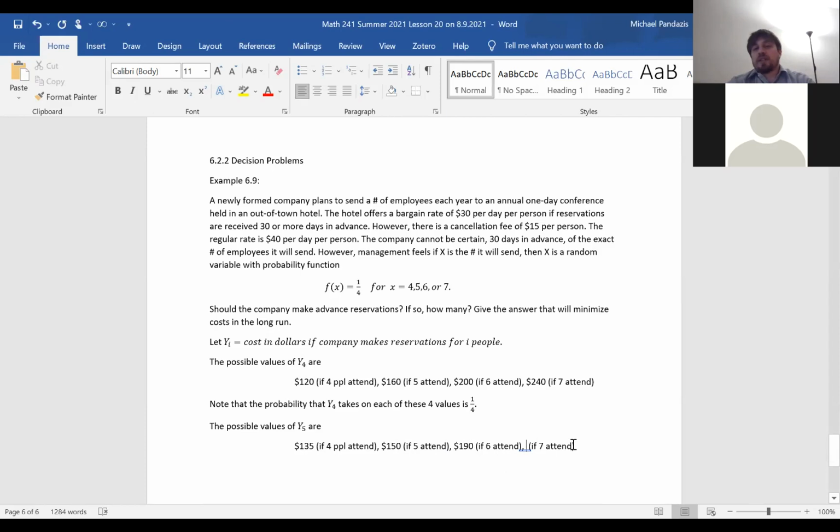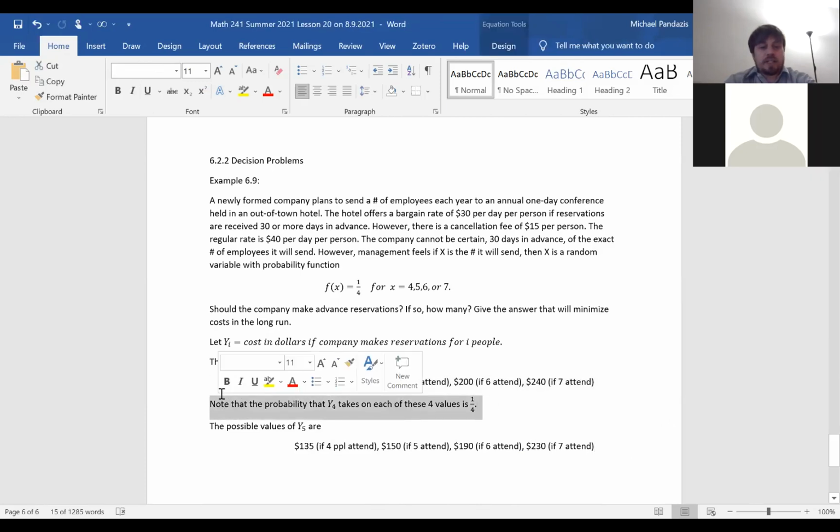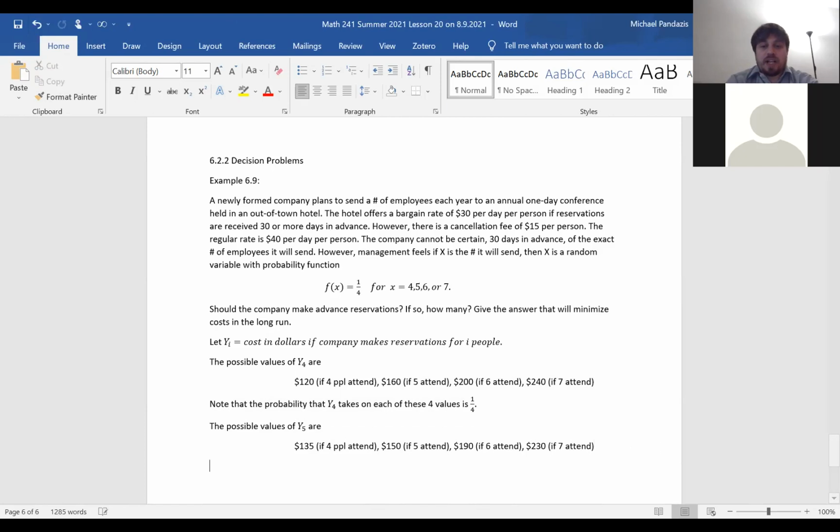Now here, if 7 people attend, they have to pay the regular rate for that last person, which is 40. So 190 plus 40 is 230. And so this is $230 if 7 people attend. Okay, so now these 3 values are a little bit better, and the one value here is worse. And remember, note that the probability that y sub 5 takes on each of these 4 values is 1/4.